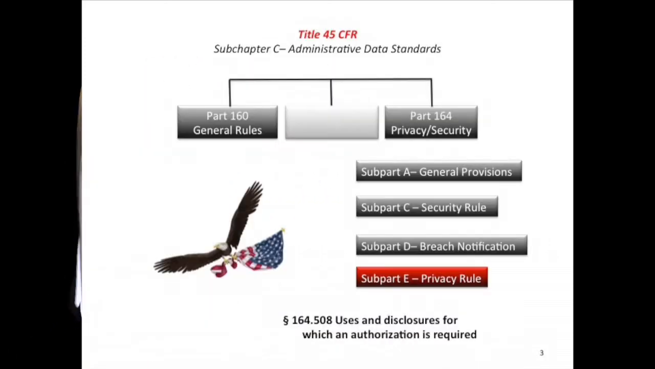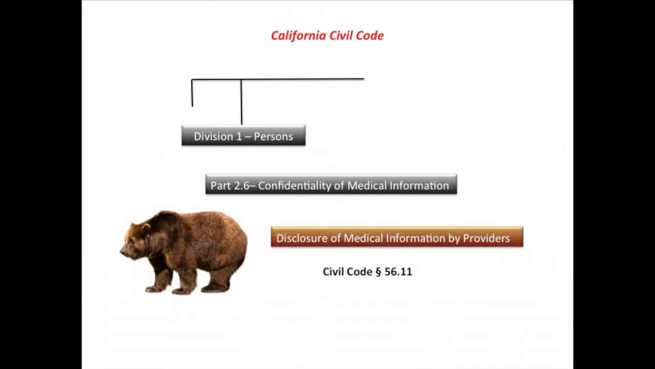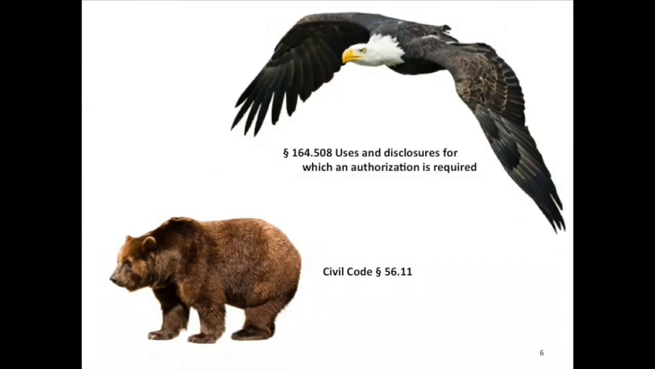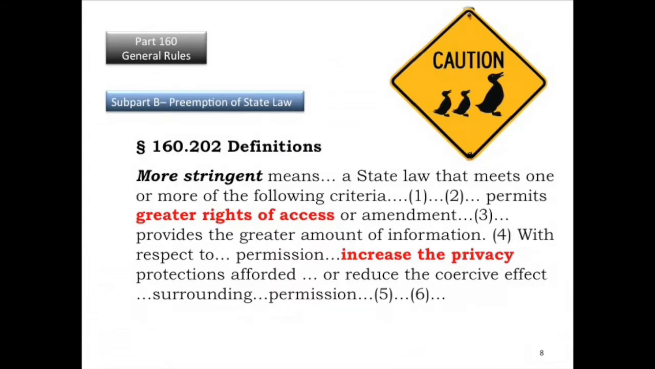A properly executed authorization may be used to disclose any kind of PHI. The federal rule for authorized uses and disclosures of PHI is Section 164.510. States have different methods of authorizing disclosures of medical information. California's law is Civil Code 5611. State law can be more stringent than HIPAA, as long as it isn't contrary to HIPAA. More stringent means the law provides greater access to PHI or affords better privacy protection.